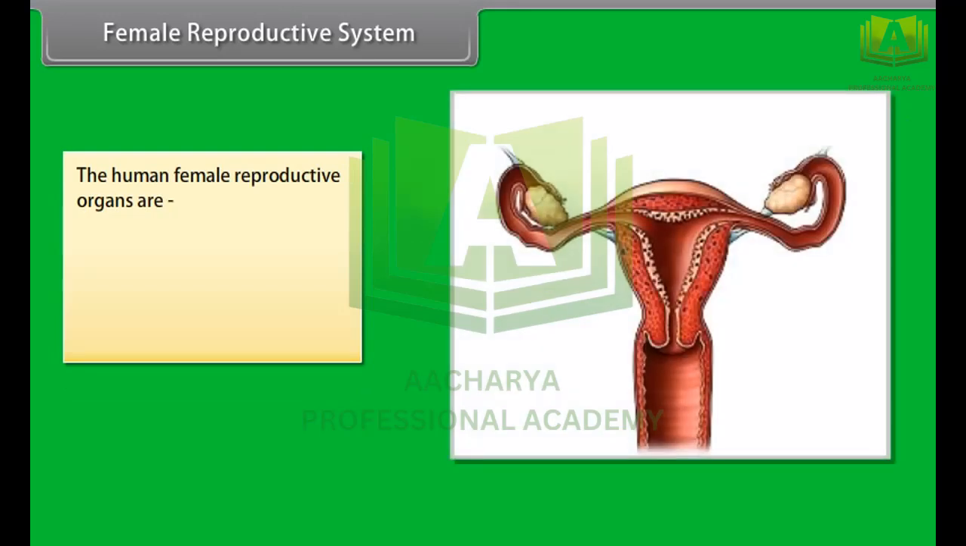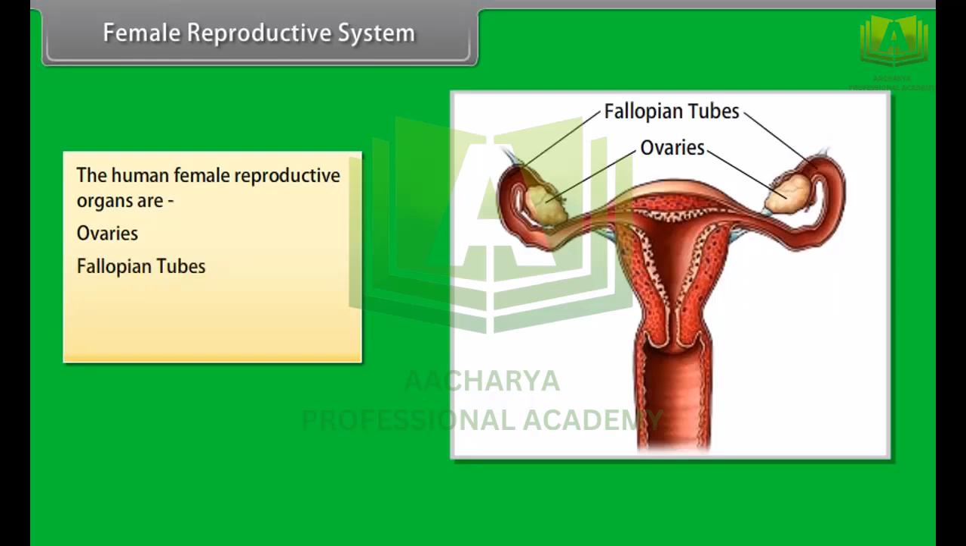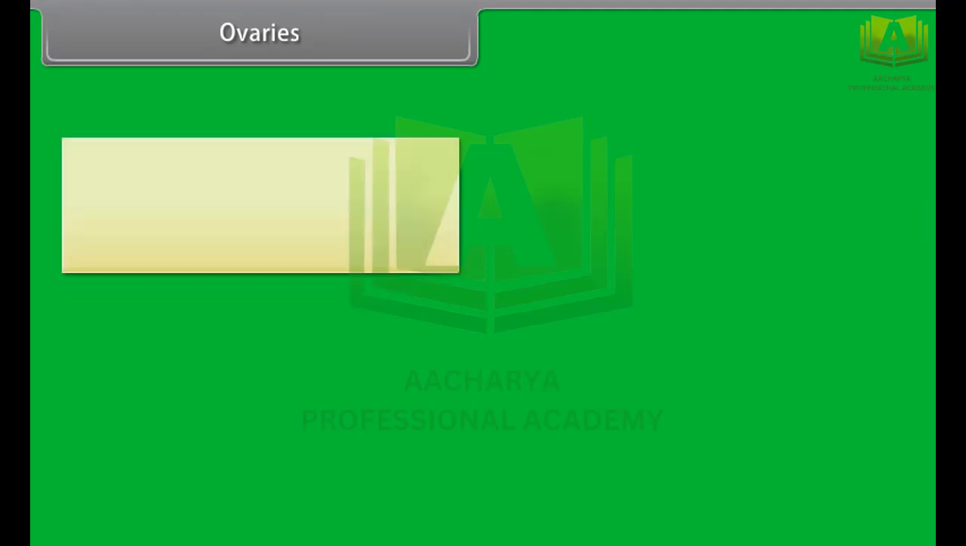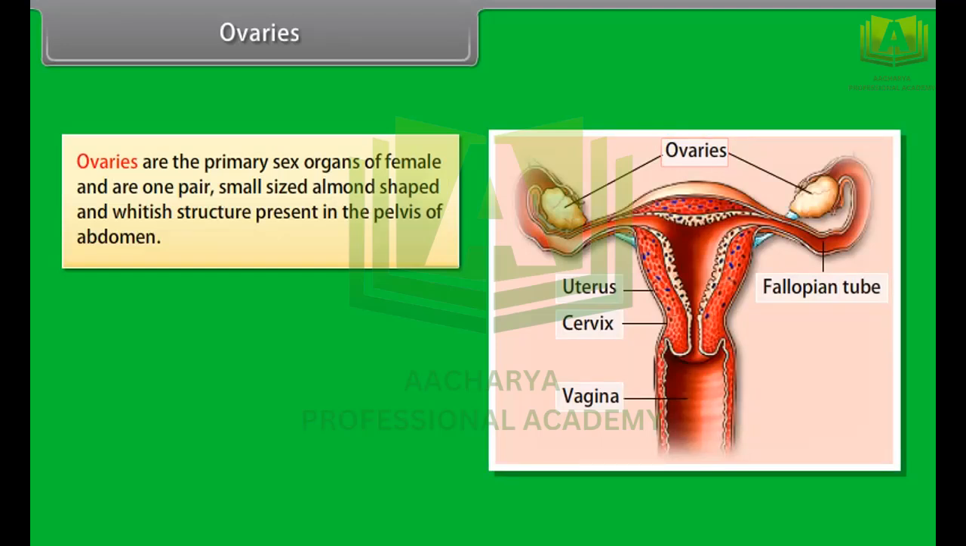The human female reproductive organs are ovaries, fallopian tubes, uterus, vagina. Ovaries. Ovaries are the primary sex organs of female and are one pair, small-sized, almond-shaped and whitish structures present in the pelvis of abdomen.